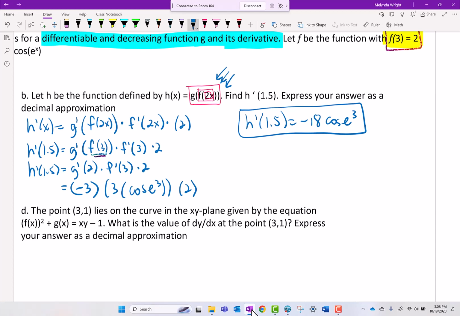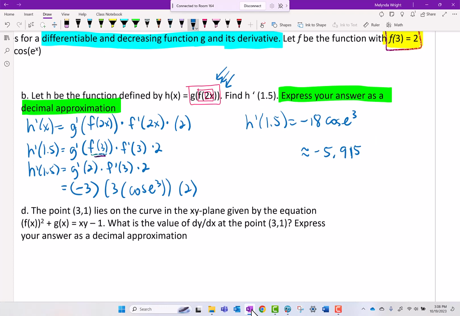Now, if that really troubles you and you don't want to leave it like that, you can put all of this in your calculator, and you're going to get approximately negative 5.915. Now, it does say it wants us to enter it as a decimal approximation, so I suppose we have to put it like this. I guess they're making us do it. Darn. Express your answer as a decimal approximation. I really wanted to leave it like that because that's way easier, and I don't have to mess with a calculator. But they didn't let me, so okay, that's fine. h prime of 1.5 is about that.